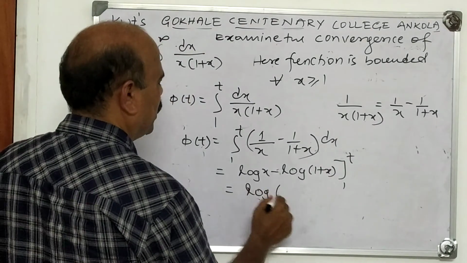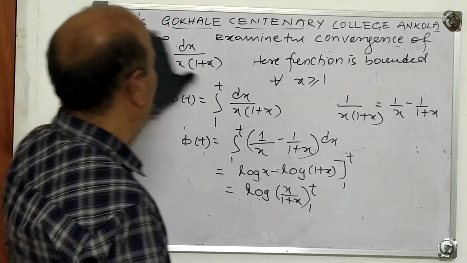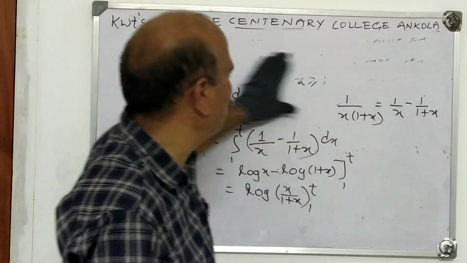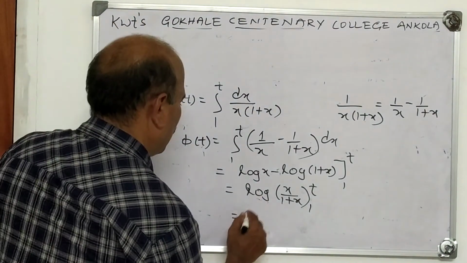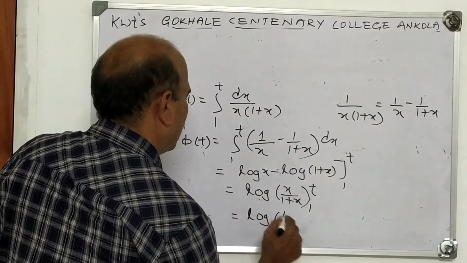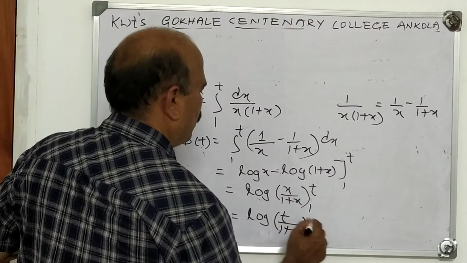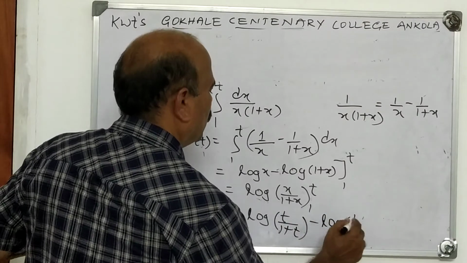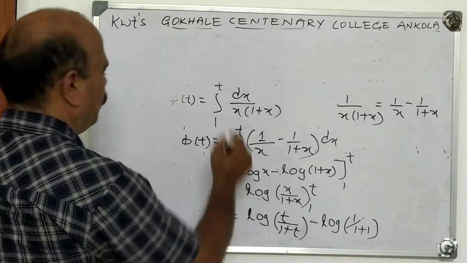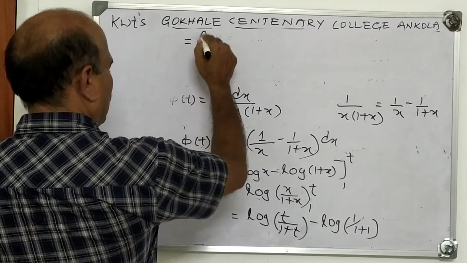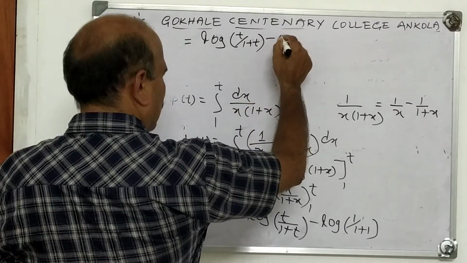Now we use a property of logarithms: log of x by (1 plus x) from 1 to t. Now first write what is phi of t here. It is log of t by (1 plus t) minus log of 1 by (1 plus 1), because x is t, x is 1. Therefore phi of t is log of t by (1 plus t) minus log half.